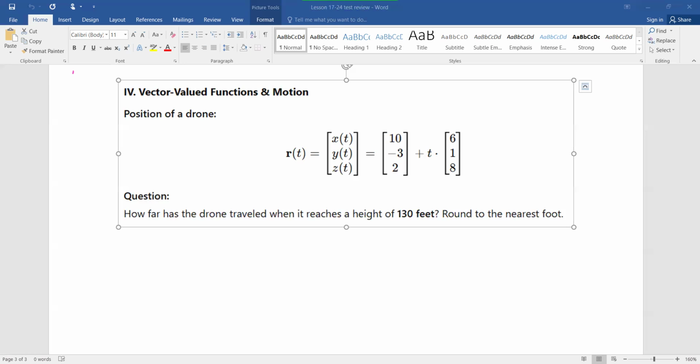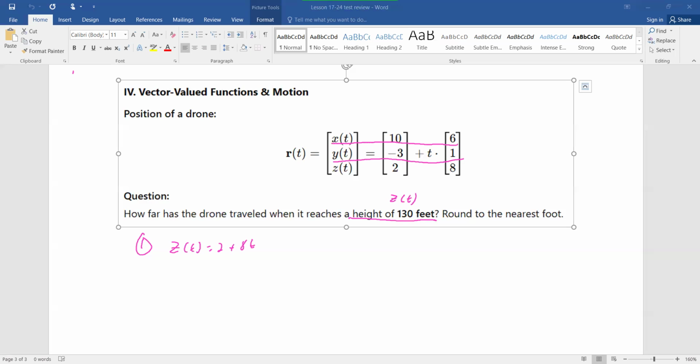So here is the process. Step 1. You technically have 3 equations here. Since we are looking at how far has the drone traveled when it reaches a height of 130 feet, this is going to represent your z of t. All right. So to do that, I need to take the z of t equation, which is written as this. Before I move on any further, everyone understand how that became my z of t equation?